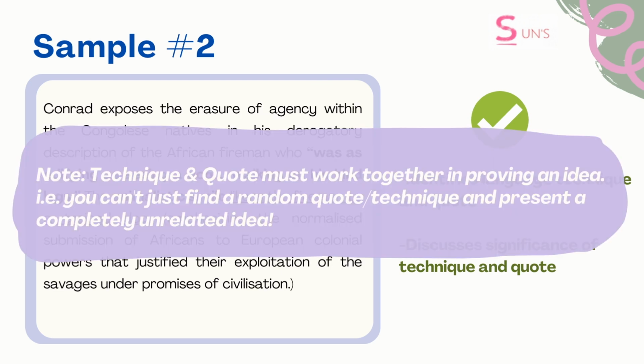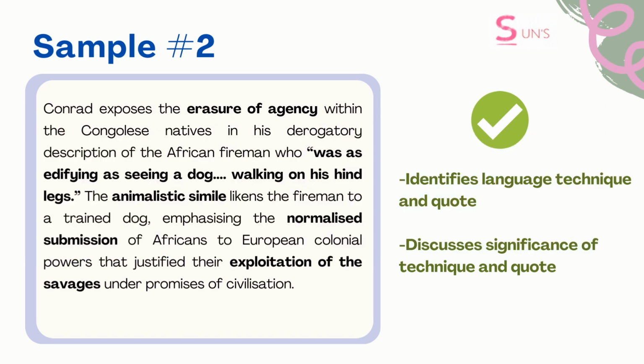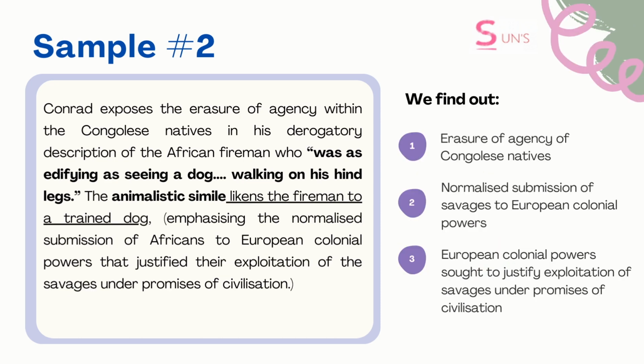Note that the technique and quotes that you present must always work together in proving your idea. In other words, you can't just find a random quote and technique hoping that it will somehow justify the idea that you want to present. In this case, I want you to recognize the link between the animalistic simile in the quote that is justifying the dehumanization of the savages, and how such dehumanization becoming so normalized is validating the erasure of agency within the Congolese natives.